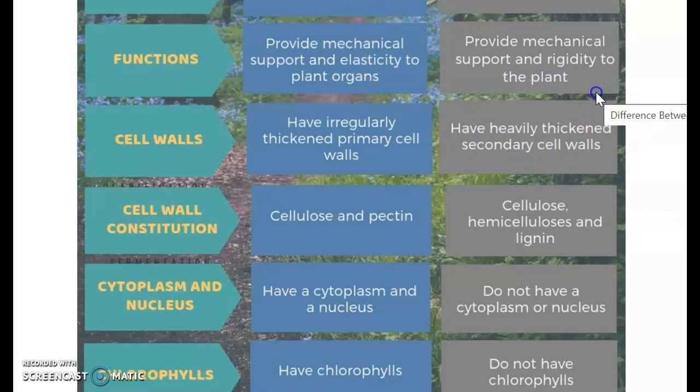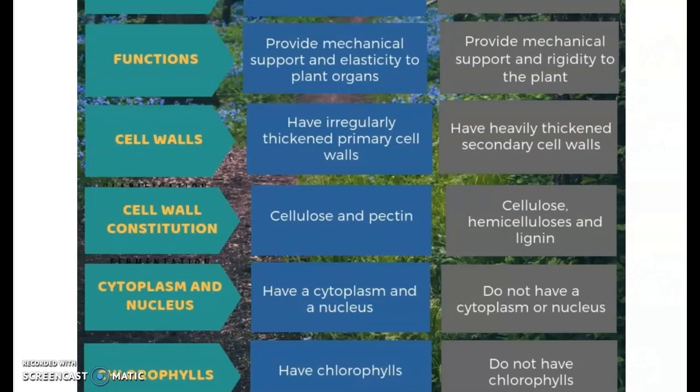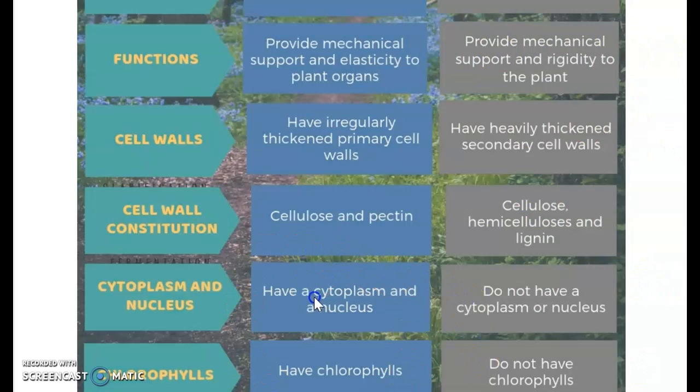Cell walls: collenchyma only has thickened primary cell walls. Sclerenchyma has thickened secondary cell walls. The cell wall in collenchyma is made of cellulose and pectin. In sclerenchyma, it's cellulose and lignin. Collenchyma is a living cell, so it has cytoplasm and a nucleus, and it has chloroplasts and can photosynthesize. But sclerenchyma tissue is a dead cell, no cytoplasm, no nucleus, and it does not have chlorophyll.